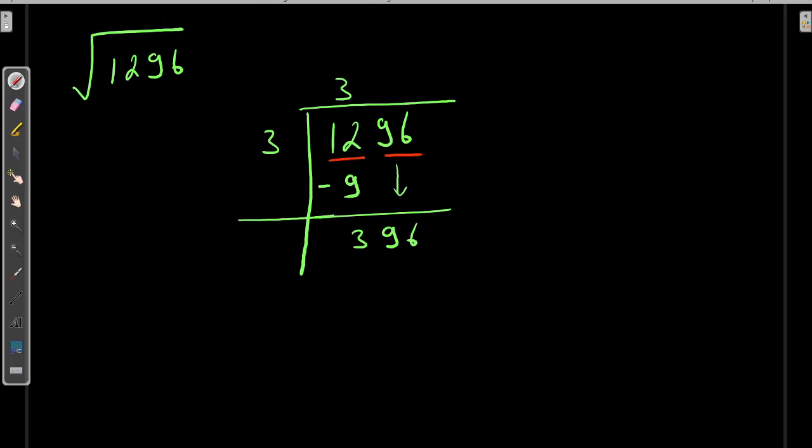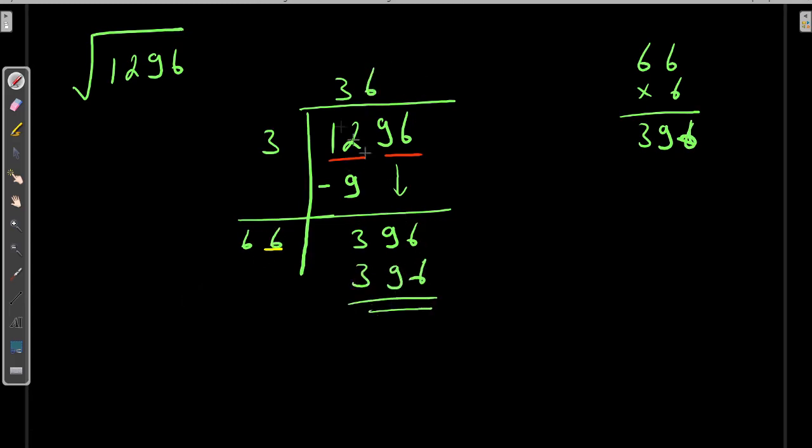Again we double the 3, and it becomes 6, and we have to keep that here. Then we choose a digit so that multiplying the whole number by that digit gives 396. If I choose 6, 66 into 6 becomes 396. So here I choose the number 6, and it becomes 396. So the answer is 36. The square root of 1296 is equal to 36.